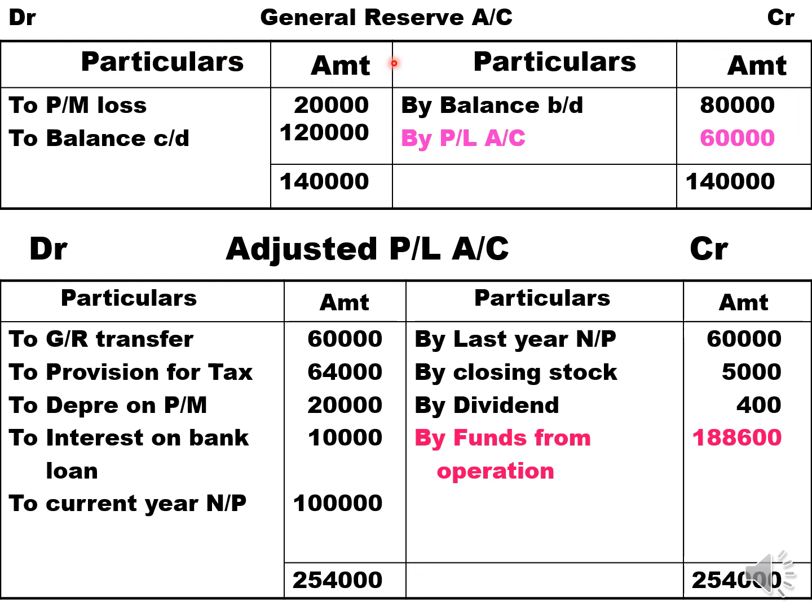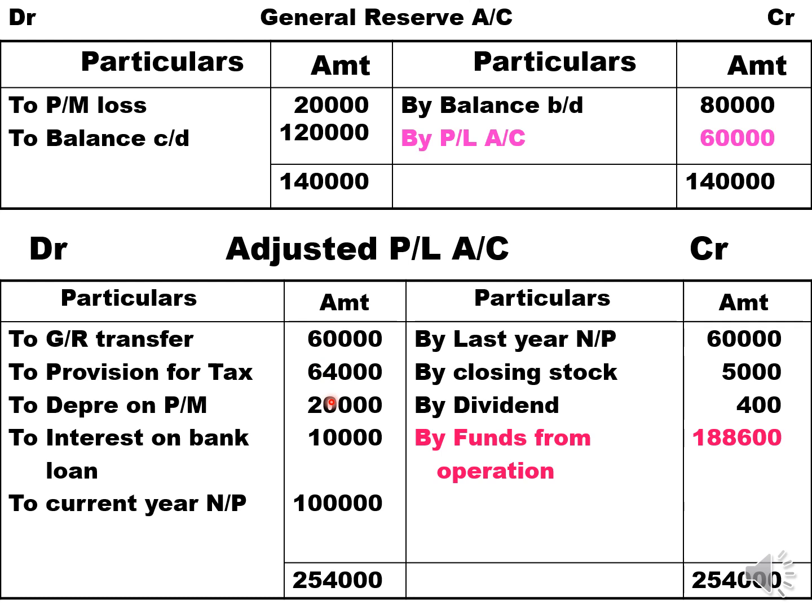General reserve is a liability, students. So by balance brought down, opening balance 80,000. Then 20,000 loss on sale of plant and machinery is being transferred to GR as explained in the adjustment. 20,000 is being transferred to GR. So closing balance 1,20,000. So balancing figure you get 60,000. So 60,000 will be treated as GR transfer, will come in adjusted PL account. So that 60,000 you take in adjusted PL account.